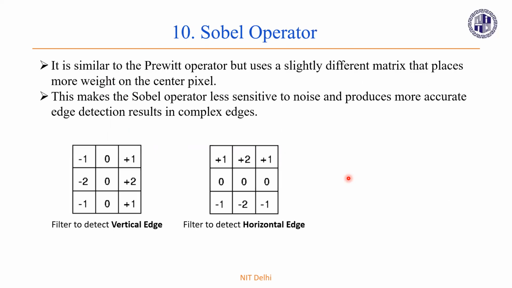Now coming to the Sobel operator. It is similar to the Prewitt operator, but you will see a different matrix that places more weight on the center pixel. You can see over here for vertical edge detection, the middle pixels have more value, like -2 and +2. For horizontal edges, the middle values are +2 and -2. It is similar to the Prewitt operator.